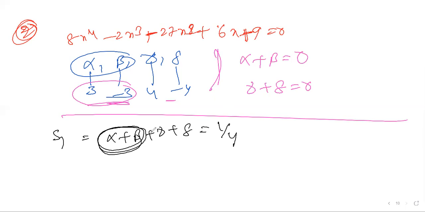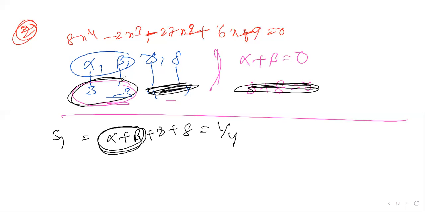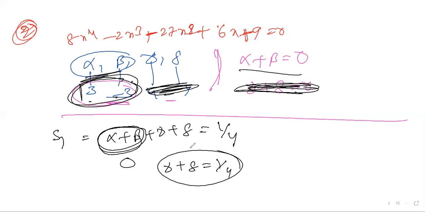They mentioned two roots have the same absolute value with opposite signs, so those two roots sum to 0. We don't need to take all 4 roots, because only 2 roots were mentioned. Any 2 roots, let us take this one. The other set of roots is not needed. This is 0, so what you get for gamma plus delta is 1 by 4. Am I clear?